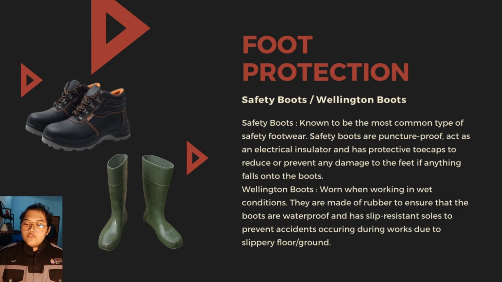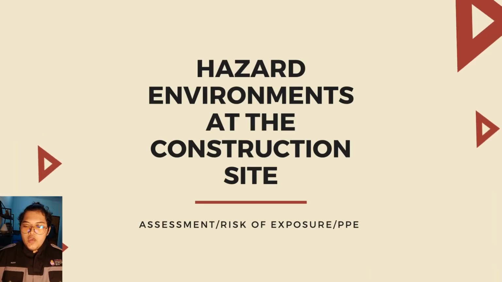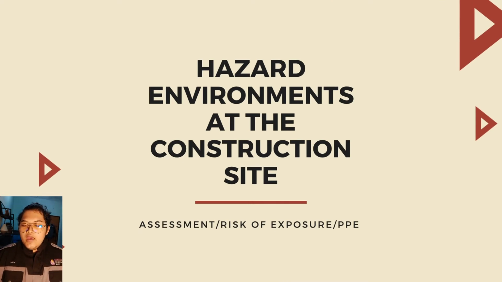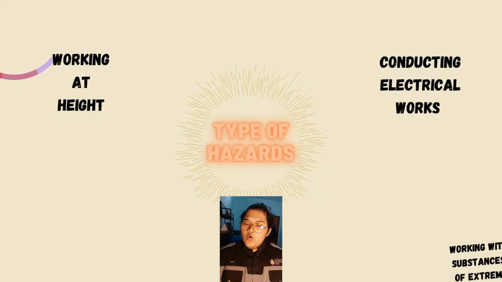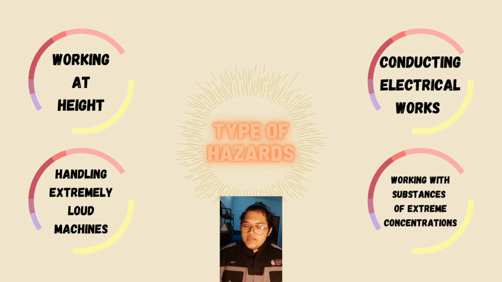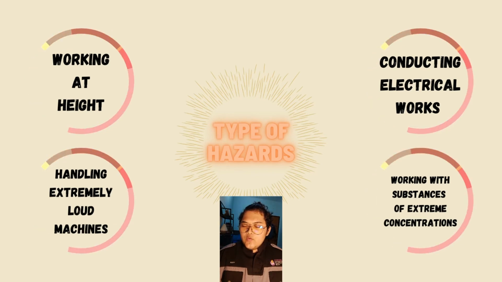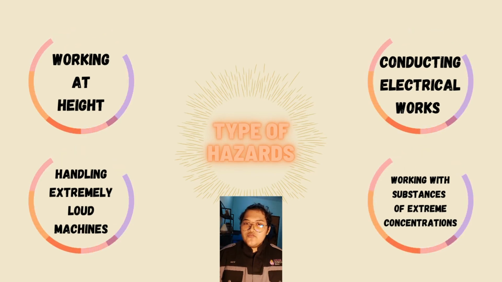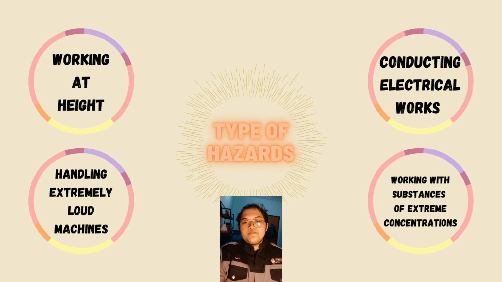Now we will move on to the next part of my presentation, where we will look at the hazard environments at the construction site. In this part, we will make assessments of the risk of exposure and the necessary PPE to be used. There are 4 types of hazards to be discussed, which are working at height, conducting electrical works, handling extremely loud machines, and working with substances of extreme concentrations.